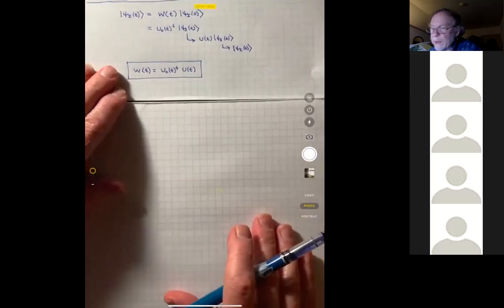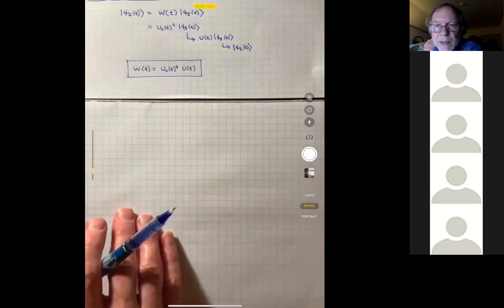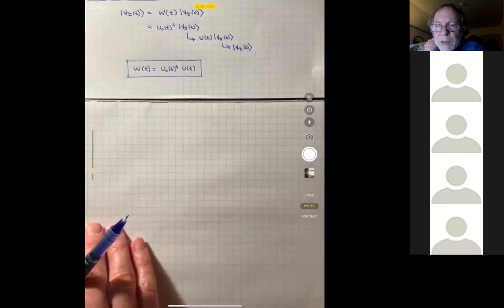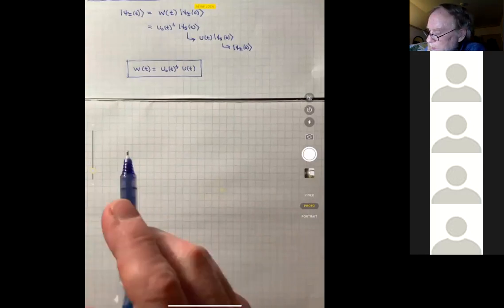Here's what I think I want to do now: I'd like to say some things about the S matrix, because the interaction picture gives you an interesting perspective on the type of problems that the S matrix addresses.